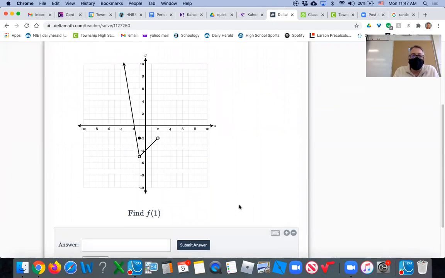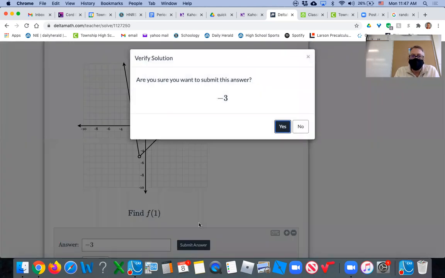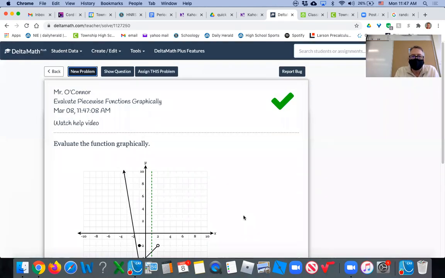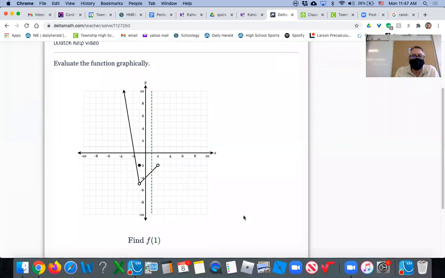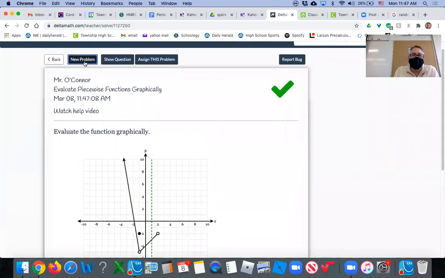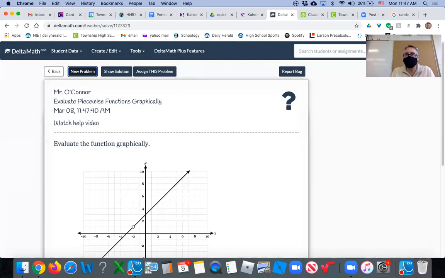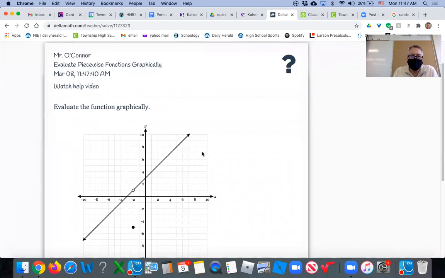All right, now this function, we want to find f of 1. 1 is our input. So I'll go over to 1, and I want to see where it hits the function, and I'm giving the y value. The y value is negative 3. So f of 1 is equal to negative 3. All right, if anybody has any questions on these, please just shout them out.